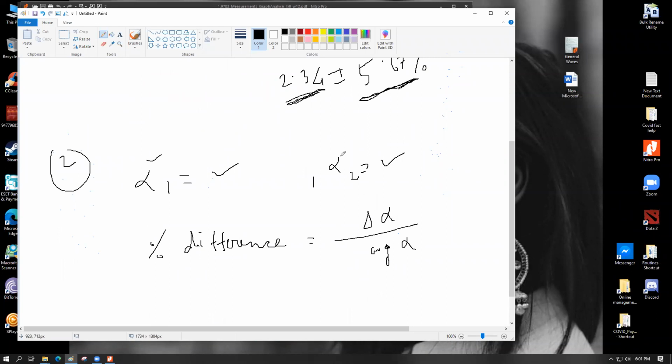On the numerator side, we'll have the difference of these two numbers. Difference means big minus small, so there is no reason this can be negative. On the bottom side, you'll have the average of those two numbers, which means alpha 1 plus alpha 2 divided by 2. And then you multiply by 100%. This gives you an exact measurement of how much is the error between the values that you have already obtained. This is called percentage difference. Percentage difference is a representation of how much deviation your values actually had.